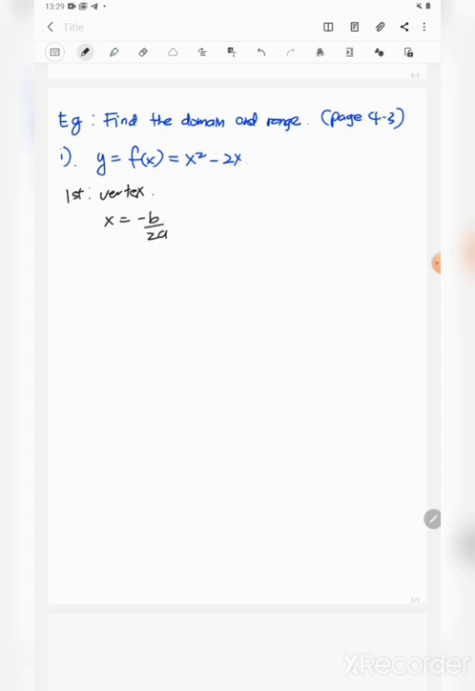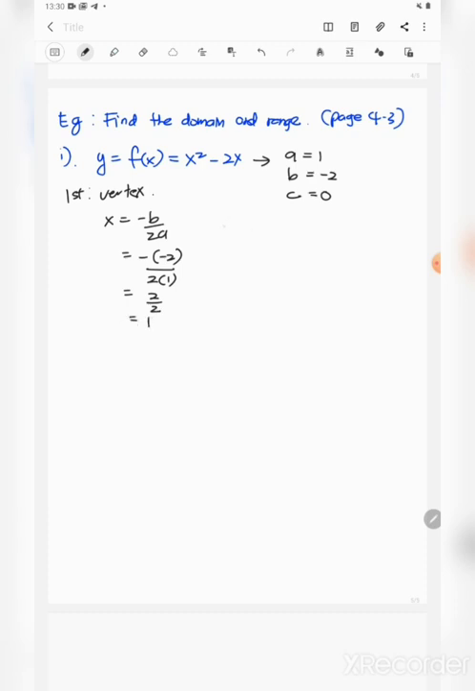Where now in the function we know that a equals 1, b equals negative 2, right? We don't have c, which means c equals 0. So substitute the values into the vertex formula. Now we have negative b, which is negative negative 2, divided by 2 multiplied by a, which is 1. Therefore, the value is 2 divided by 2, and we have the point x equals 1.